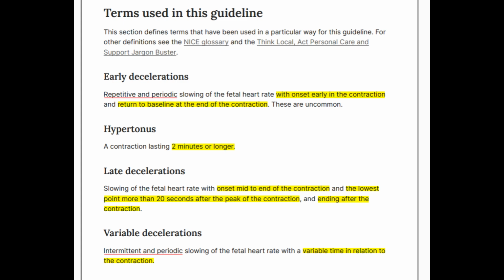Repetitive and periodic slowing of the fetal heart rate with onset early in the contraction and return to baseline at the end of the contraction. These are uncommon. Hypertonus: a contraction lasting 2 minutes or longer. Late decelerations: slowing of the fetal heart rate with onset mid to end of the contraction and the lowest point more than 20 seconds after the peak of the contraction and ending after the contraction. Variable decelerations: intermittent and periodic slowing of the fetal heart rate with a variable time in relation to the contraction.